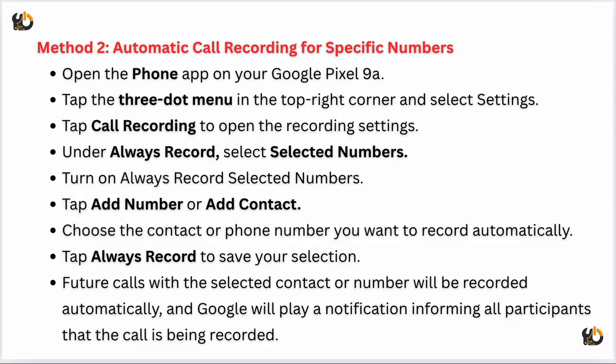Under allow recording, select the selected number. Turn on always record selected number and tap add number or add contact. Then choose the contact or phone number you want to record automatically and tap allow record to save your selection.